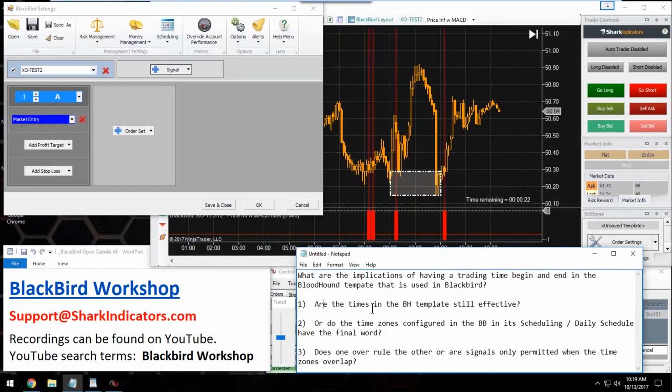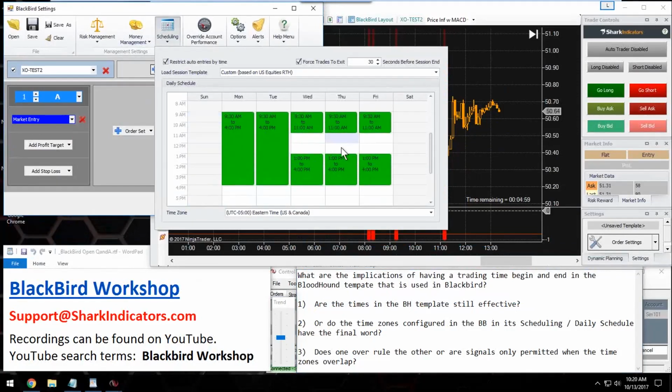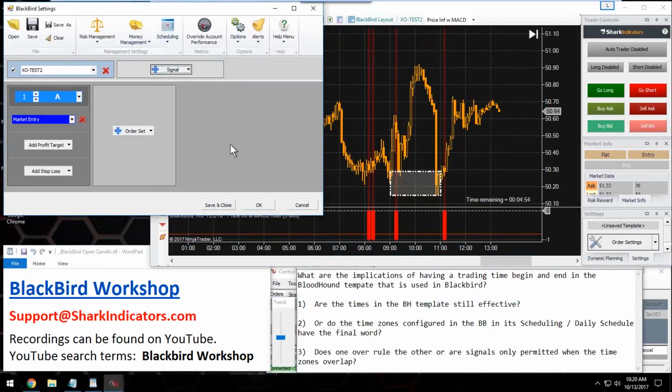So back to question 1: are the times in the BloodHound template still effective? And yes, they are. We still see the signal appearing in BloodHound, right inside this 2-hour window that's been removed in the scheduler here, this 2-hour window right there on Thursday. But Blackbird's just not going to trade any signals that happen inside this 2-hour window.